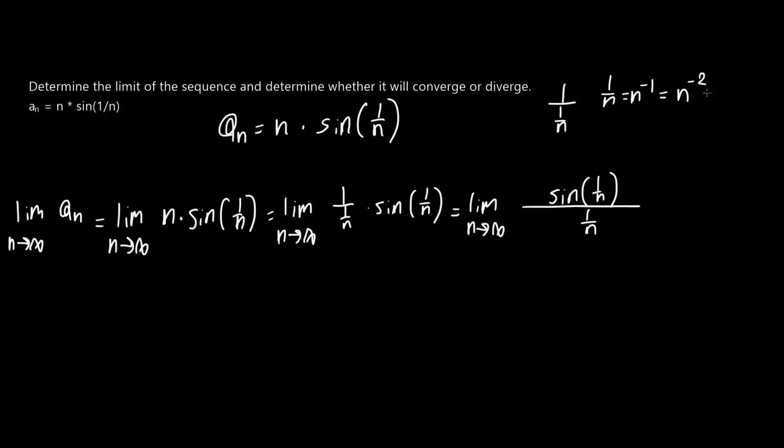And then it'll also be multiplied by negative 1. So this will be negative n to the negative 2, or negative 1 over n squared. So that's the derivative for the denominator.